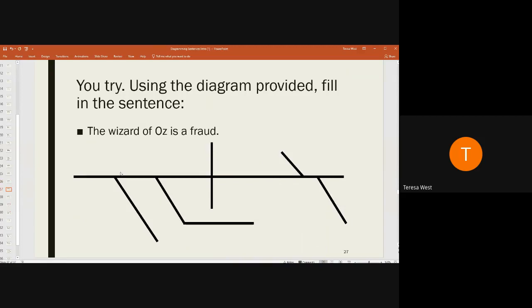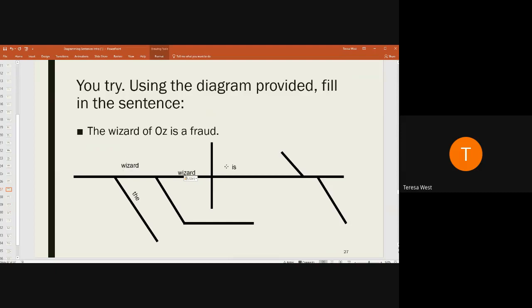Okay, good. Next, the Wizard of Oz is a fraud. Let's pop it here because it goes here. All right. So first, our subject is wizard, right? That's the main simple subject. Wizard is our main simple subject. What is our main verb? Is, right? That's that linking verb. Oops. Grab the wrong thing. Wizard is. Because we have a linking verb, there's going to be a subject complement.